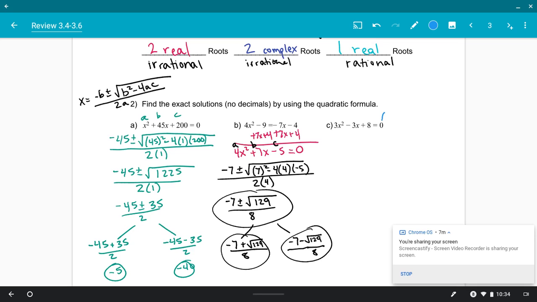All right, and then last one, this already equals 0, so we can just go A, B, C. So x is equal to opposite b, which is a positive 3, plus or minus the square root of b squared minus 4ac all over 2a. So then you get 3 plus or minus the square root. That interior stuff equals negative 87, over 6.